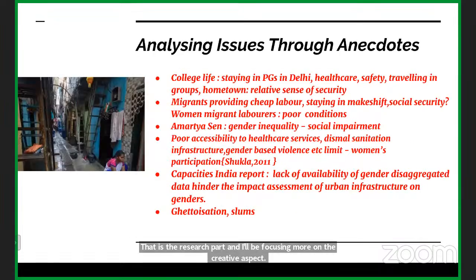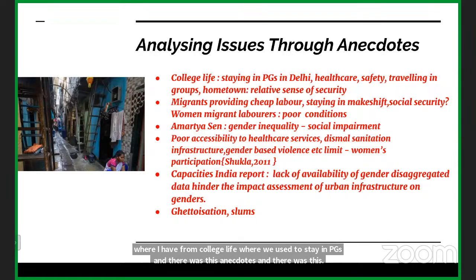This is something that I'm working on, that lack of sustainable and planned urban development has many impacts on different genders. There's this anecdote from college life wherein we used to stay in PGs, and there was this restaurant facing the main road, and towards the back side, all the males used to gather and keep staring throughout the day. There would be at least 4 or 5 of them always standing there, and it was so hard to even go to our balconies.